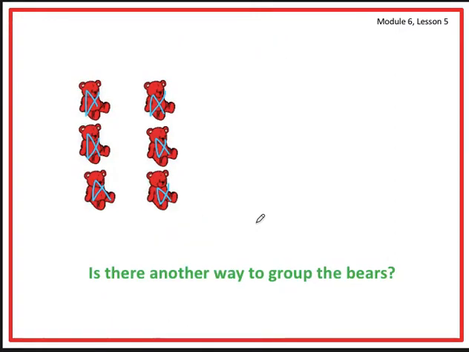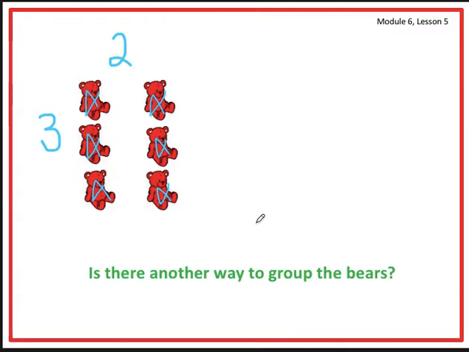Now, we've got another question that I think a lot of you learned when you were looking at our video about arrays yesterday. Is there another way to group the bears? So can we arrange these bears in a different order? Right now, we have bears that are in 2 columns of 3 rows.